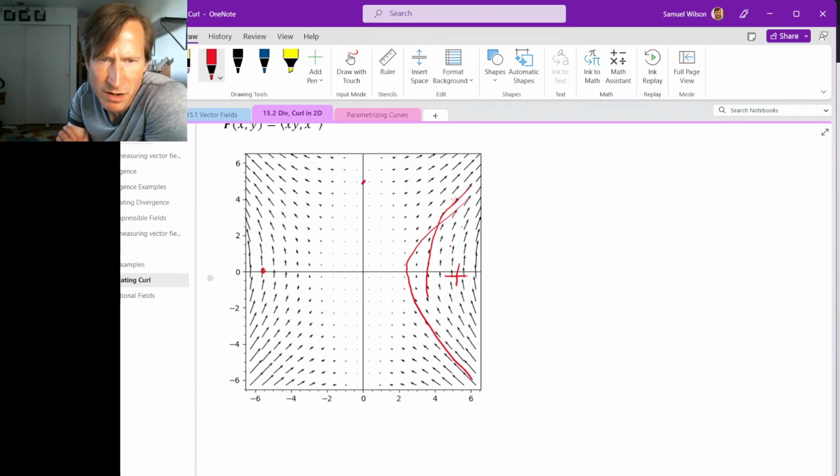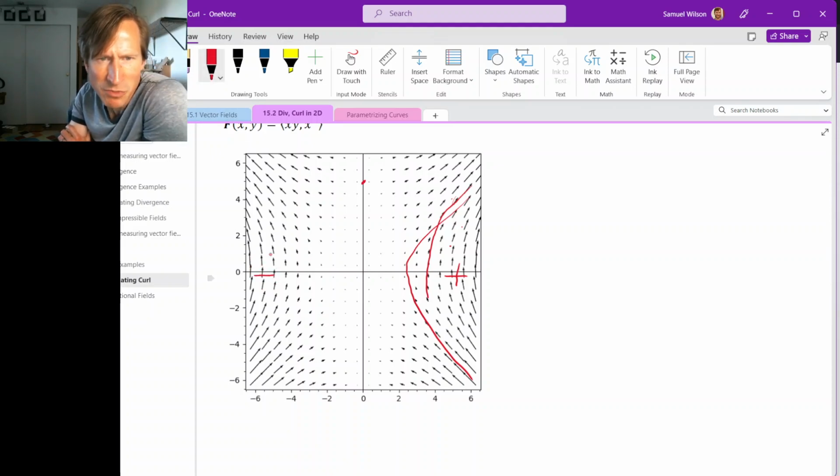Over here, now the situation is reversed. The vector on the left is still pointing up, but the one on the left is the longer one now. And so this is going to cause a circulation that's clockwise, and so that's going to be negative. So at this point we have a negative circulation.